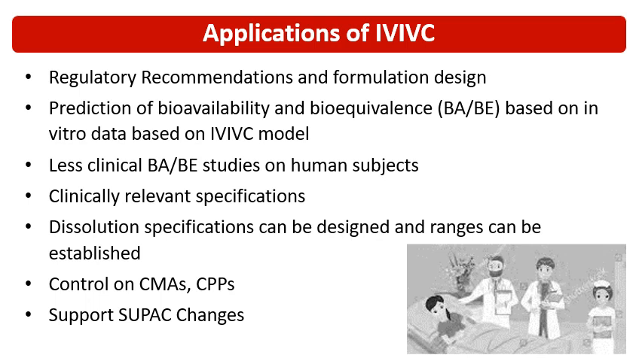Then you can have better control on CMAs and CPPs. CMAs are nothing but the critical material attributes, and CPPs are the critical process parameters. If you understand that the particle size of the API plays a crucial role in vivo, then you will give a tight control over the CMA. Similarly, you can control the CPPs.